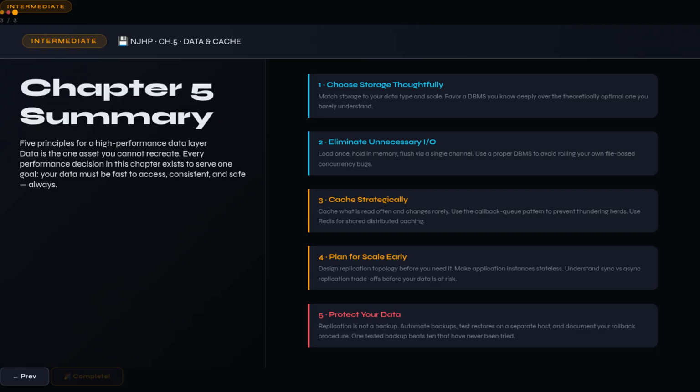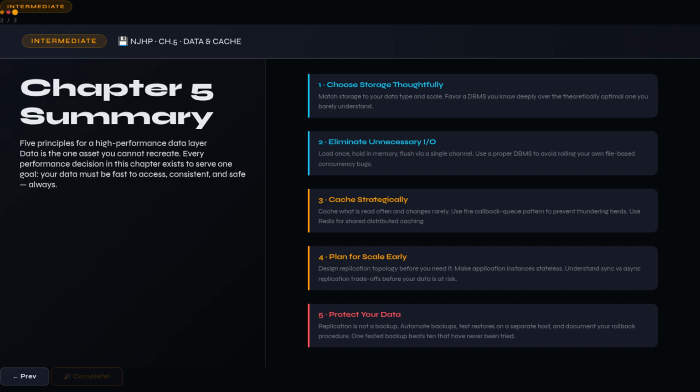The fourth principle is, plan for scale before you need it. Sketch your replication topology early. Decide whether replication or genuine clustering is right for your dataset size. Understand the consistency trade-offs in asynchronous versus synchronous replication. Make your application stateless so that adding new instances does not require architectural surgery.